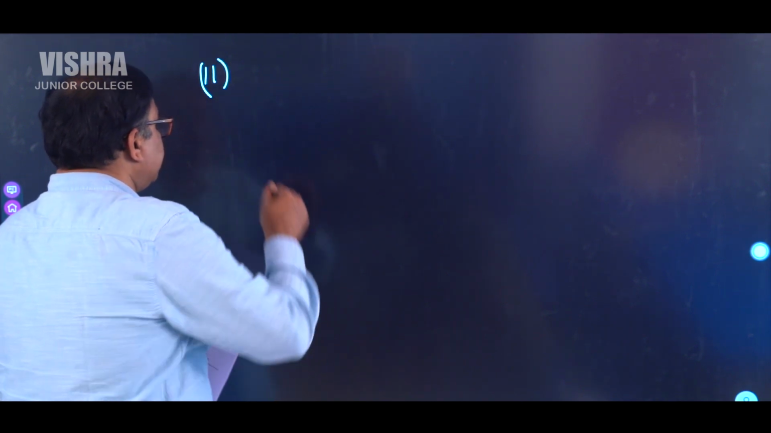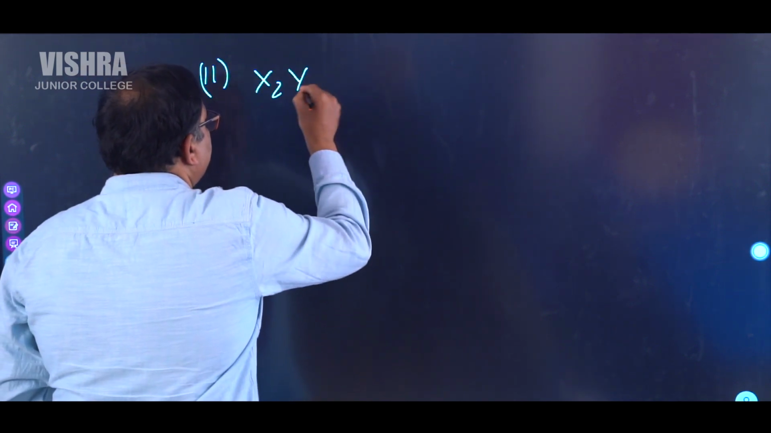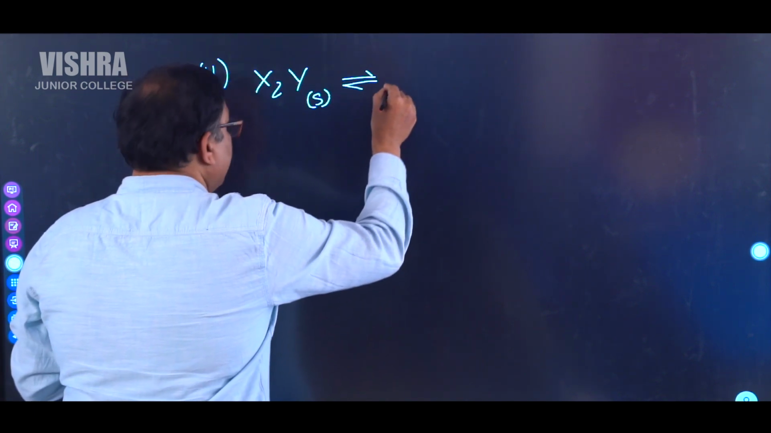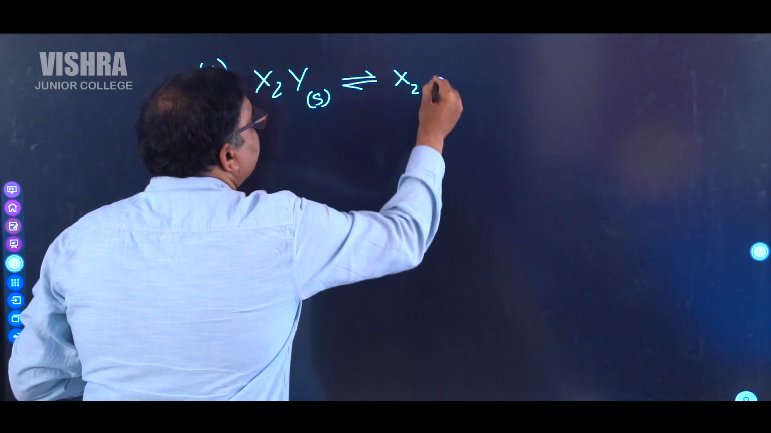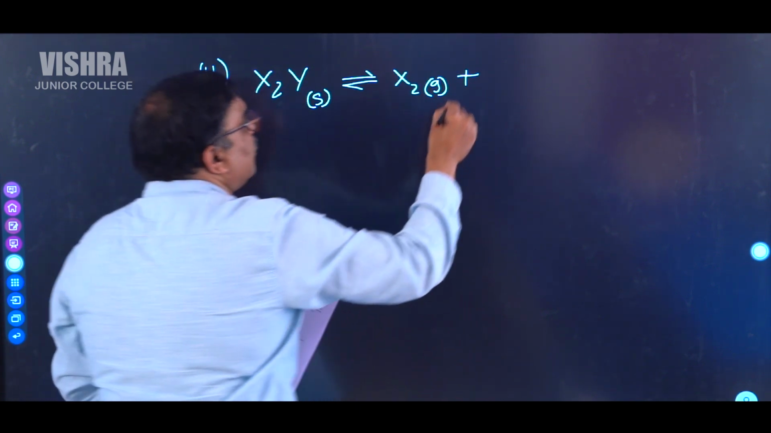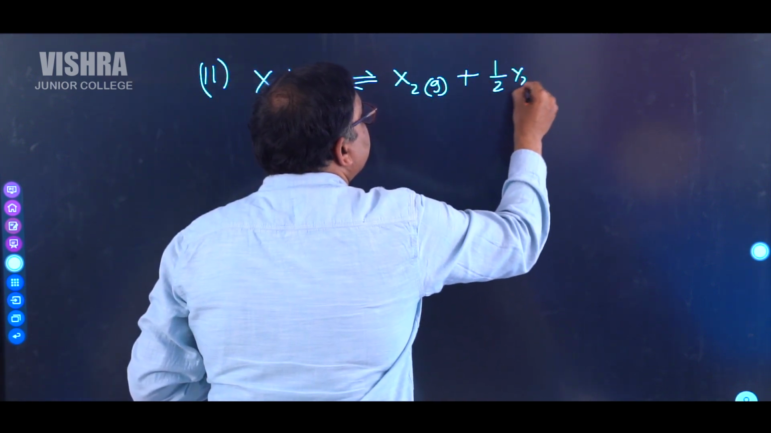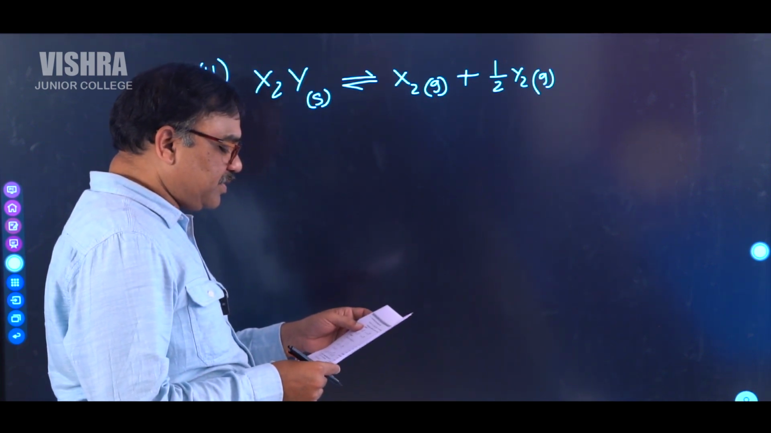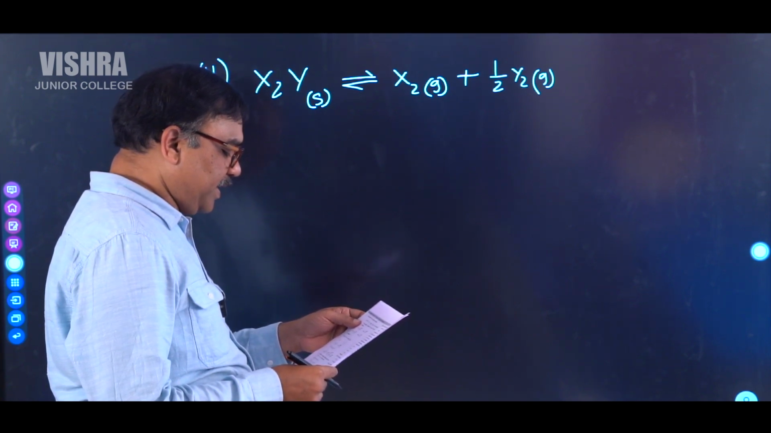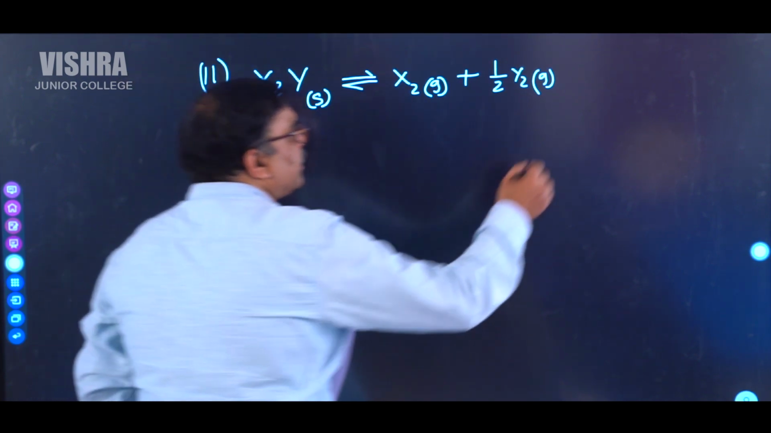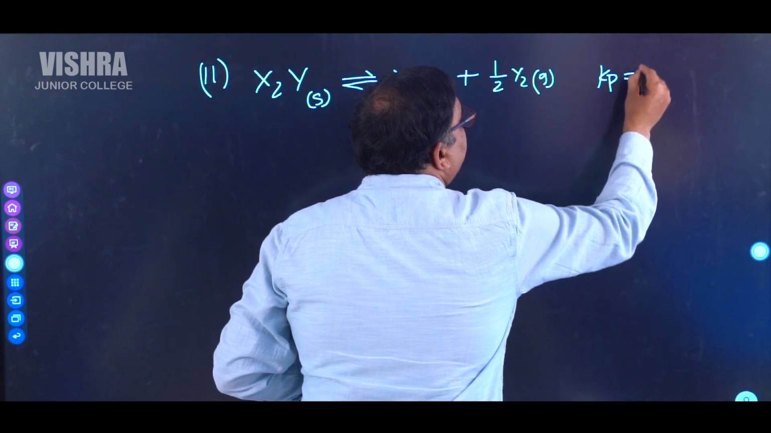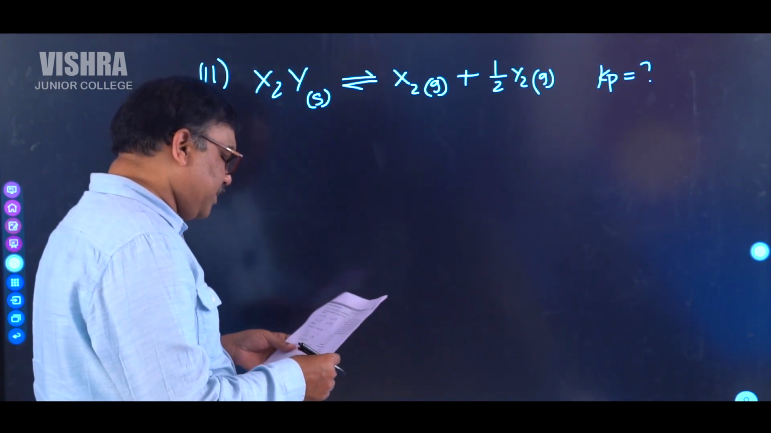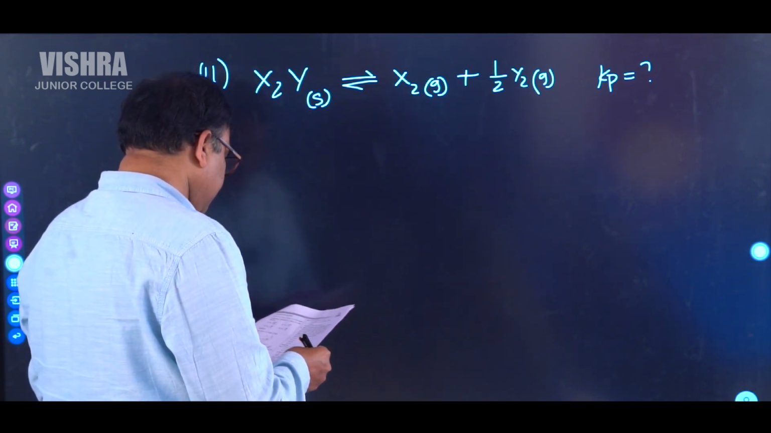Consider the following reaction. See the reaction: X2Y, which is actually a solid, is in equilibrium with X2 gas plus half Y2 gas. This one is the reaction. If alpha is the degree of dissociation, calculate Kp in terms of P. How to calculate Kp? Just we have to write the formula for this. So see how I am calculating. Observe this carefully.